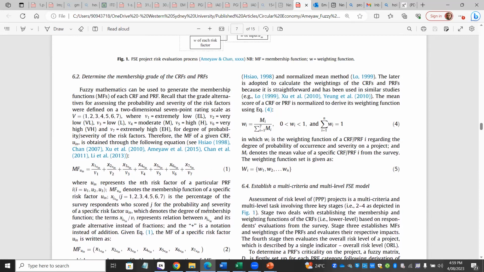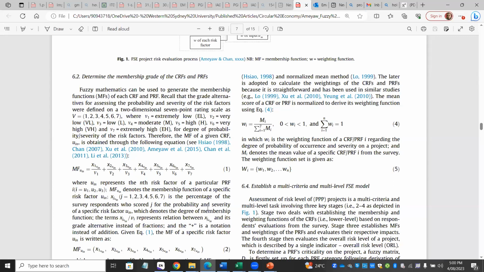The authors have explained why the normalized mean method is popular. It's straightforward. It has also been used in similar previous studies. The mean score is normalized to derive its weighting using this. In other words, we want to derive a weighting which falls between 0 and 1.